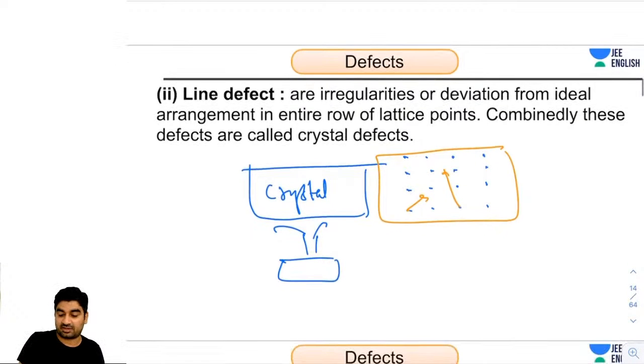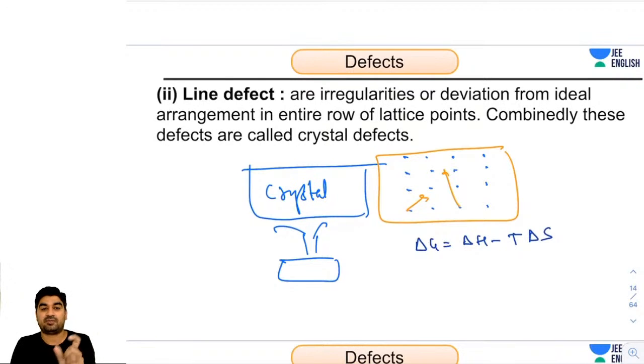So if defects are created, in thermodynamics we use this expression: delta G is equal to delta H minus T delta S. So when you are heating, defects are being created, so delta G will be negative because the process of defect generation is taking place, right?